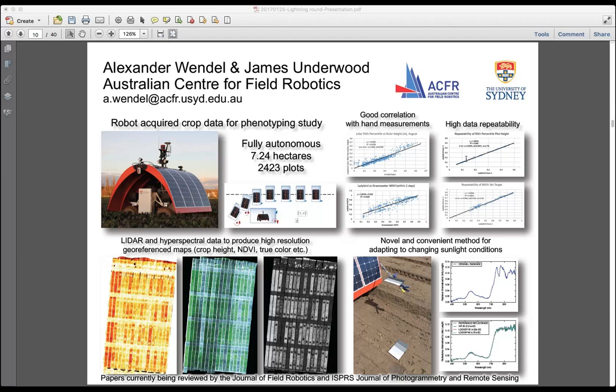I'd just like to draw your attention to some work we did over the last 2 years with our ground-based research robot, the Ladybird, which we took down to South Australia to scan some vast areas of crop for a phenotyping study. Because the robot is fully autonomous, we could achieve excellent repeatability and good correlation with the ground truth. One thing in particular we looked at is hyperspectral data, for which we looked at correcting for illumination changes. We came up with a very convenient approach for calibrating that, which uses very few target readings. If you have any questions, just send me an email, and thank you very much for listening.